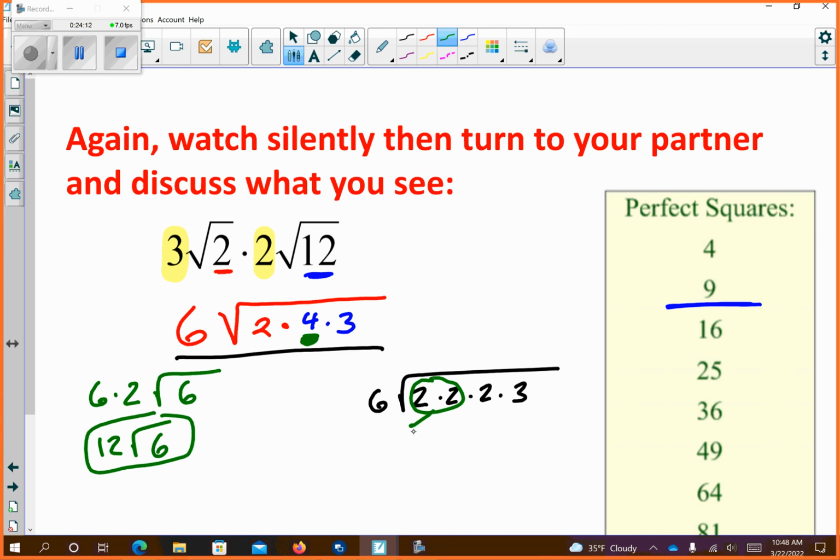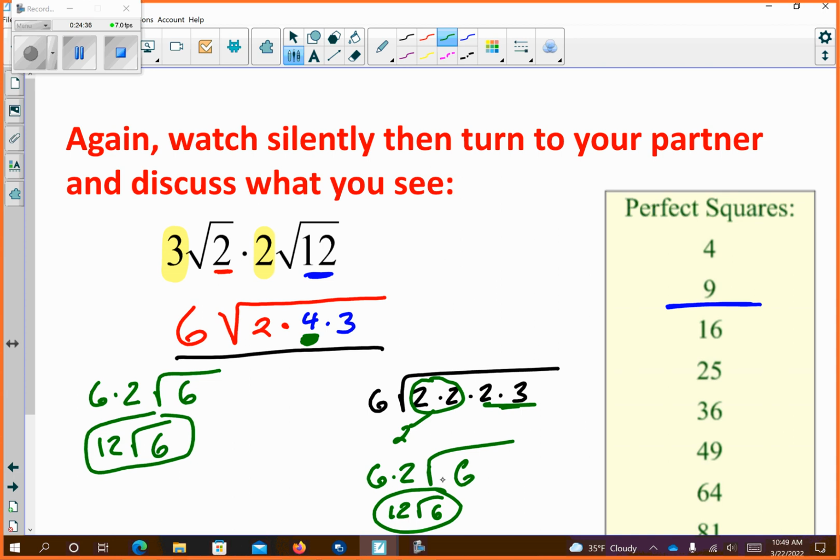So this is going to come out. So that means the 2 comes outside. So I get 6 times 2. I have that left, which is 6. 6 times 2 is 12. So 12 root 6. Yeah, but what's the right way to do it? Well, some of you are going to see this way. And some of you are going to see this way. What's the right way? Whichever one gets you the correct answer.